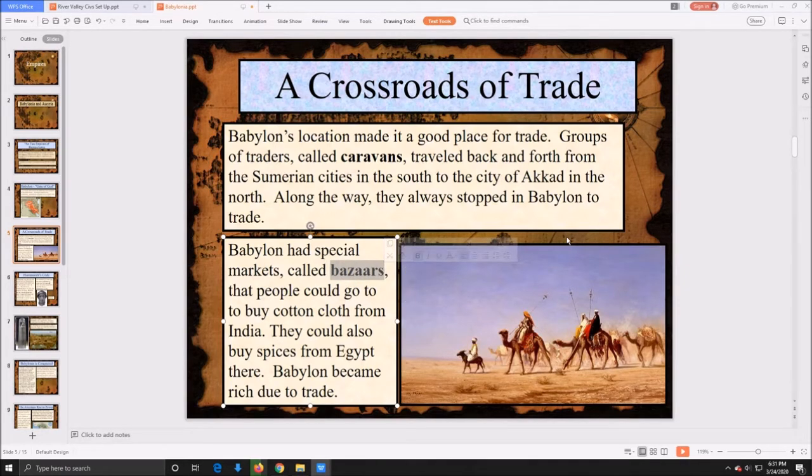So go ahead and make a number 2 and write down bazaars. And then we're going to make an equal sign after the word bazaars, and then we're going to write down special markets. So we got 2 bazaars, equal sign, special markets. They're basically just a large open market in which there's lots of items to trade. It's not just food, it's not just clothing, there's also jewelry as well.